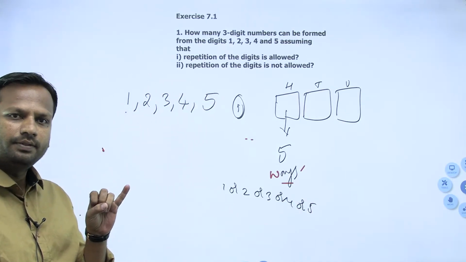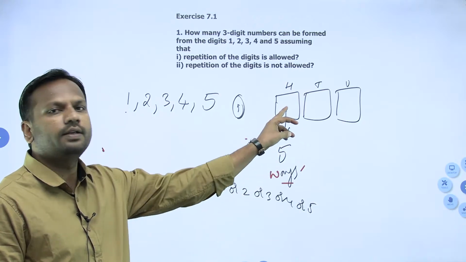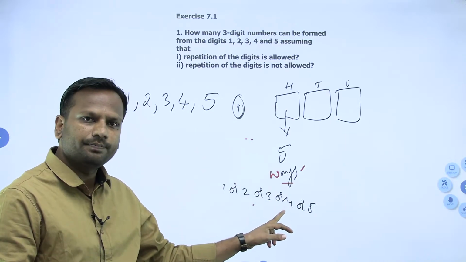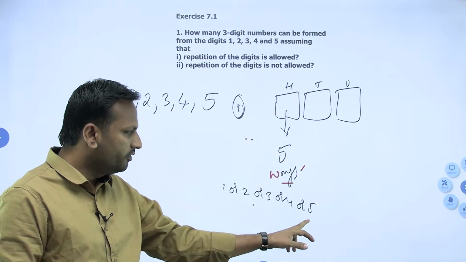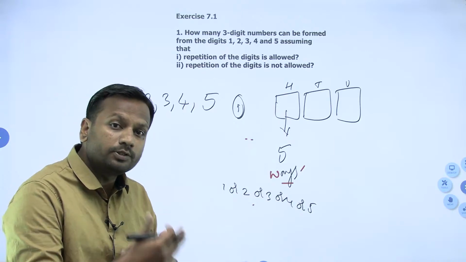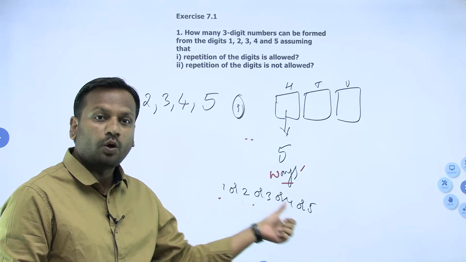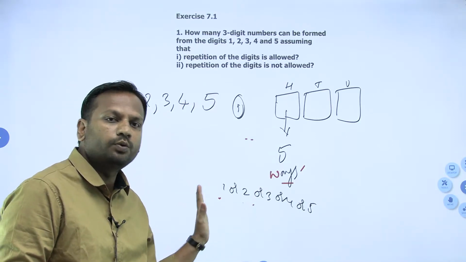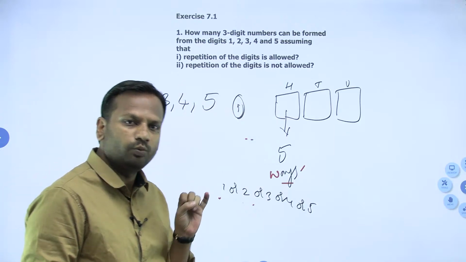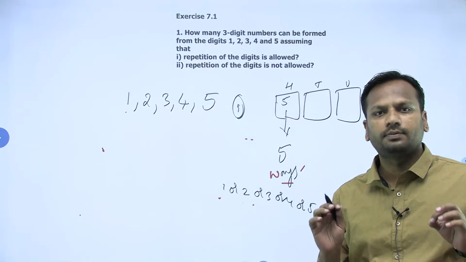1 is a single digit number, and it can be placed here in one way. 2 is also a number, it can be filled in one way. 3 is also a number, in one way. 4 is also a number, in one way. 5 is also a number, you can fill the hundreds place with it in one way. In total, the possible ways are 5: one way, one way, one way, one way, and one way. Or means addition, as I told you, students. So in total there are 5 ways to fill the hundreds place.